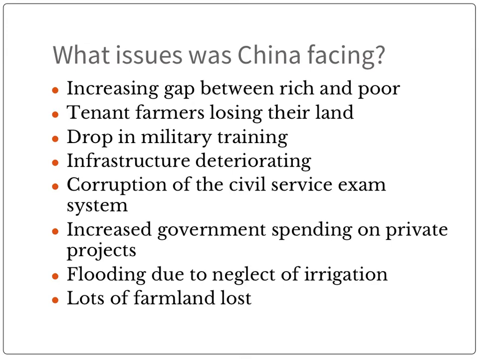Their infrastructure was deteriorating. One of the things you might remember about China is that it was historically the government's job to maintain the irrigation, and that was struggling. There was corruption of the civil service exam, so a lot of cheating and bribery going on, which meant that the best people were not necessarily getting those jobs. There was also increased government spending on private projects, which means the emperor and other officials were spending money on themselves rather than the people. Flooding became a problem due to neglect of the irrigation systems, which resulted in the loss of farmland.